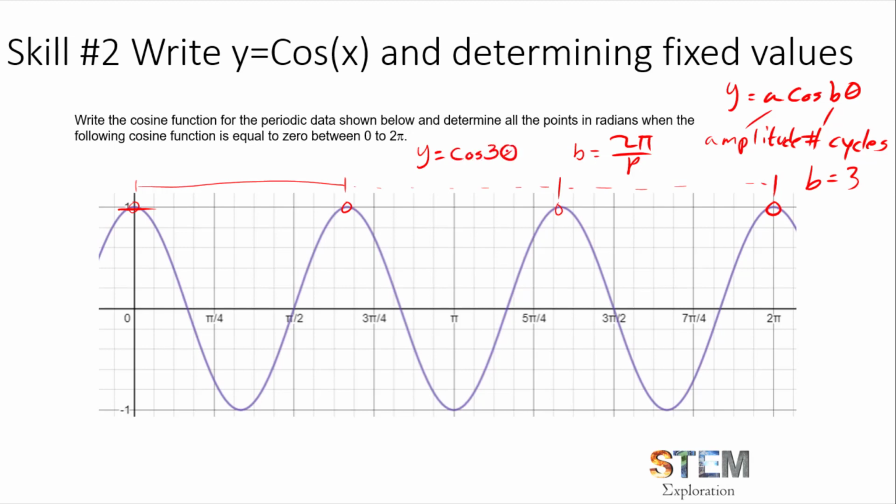All right. And so now what the second half of the question asks in this particular instance is to determine all the points in radians when the following cosine function is equal to 0 between 0 and 2 pi.